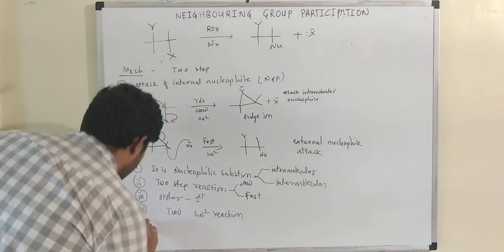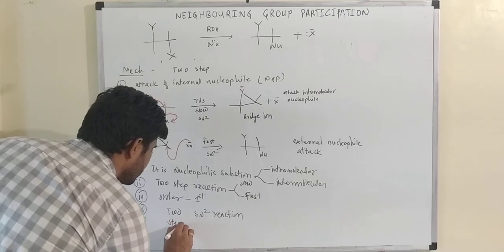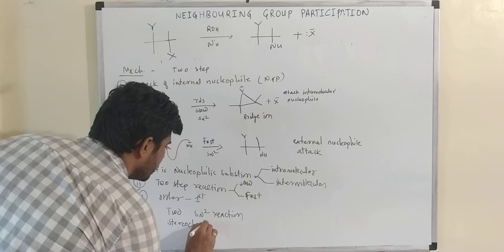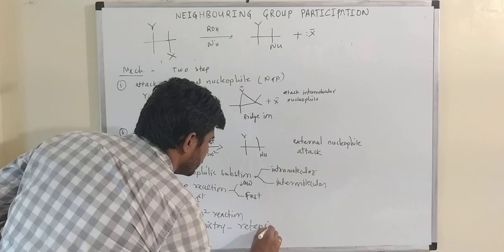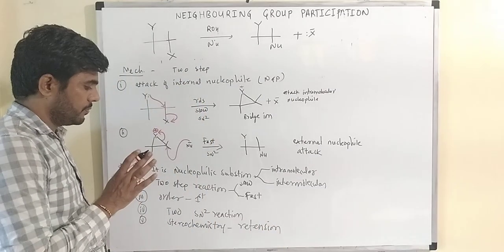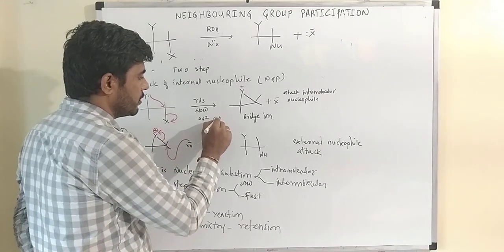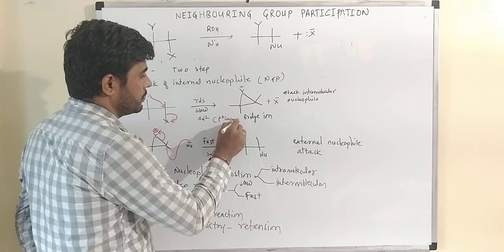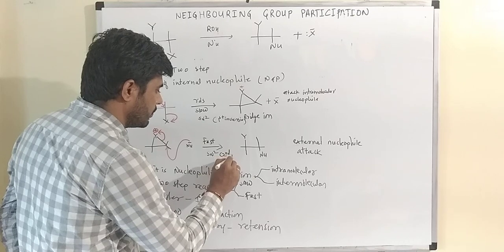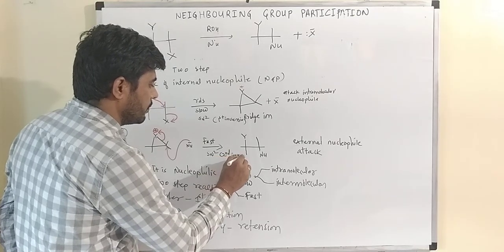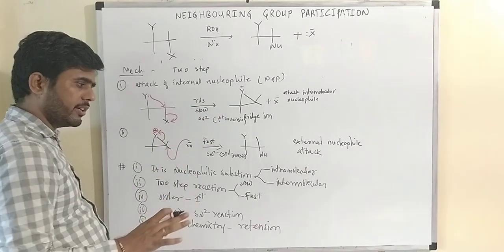And the last one is the stereochemistry of the reaction, which is 100% retention. It is retention. See, because of two SN2, one SN2 is inversion. First inversion is there, and this is the second inversion. So two inversions are there. Therefore, the stereochemistry of this molecule is totally retention.